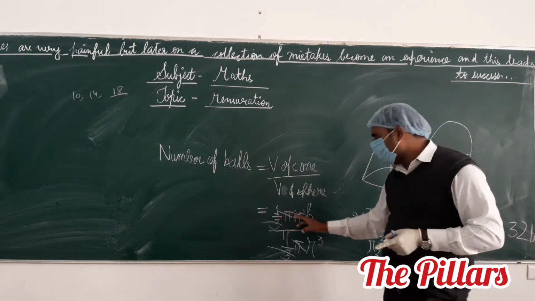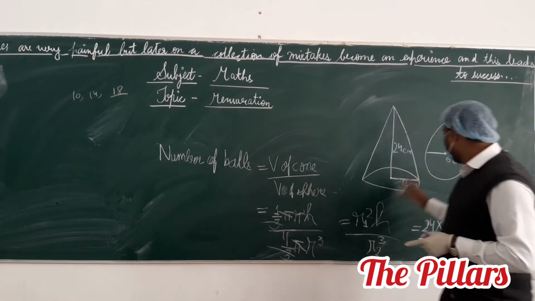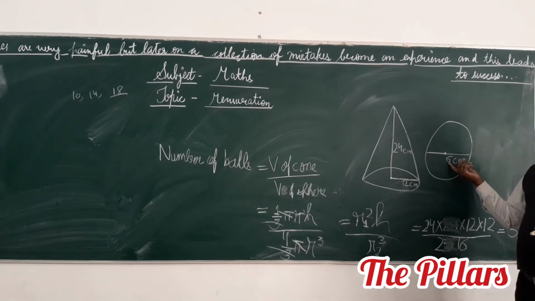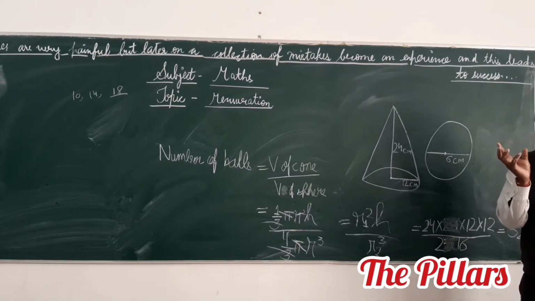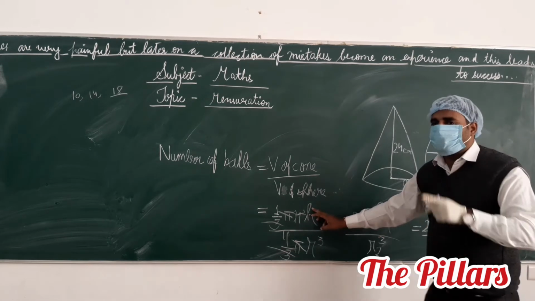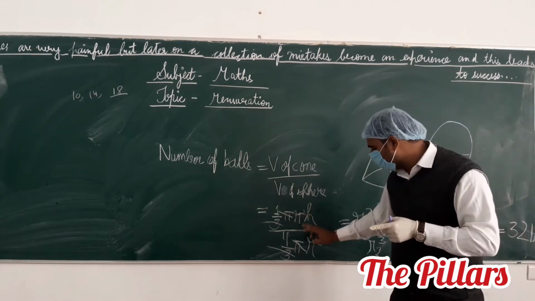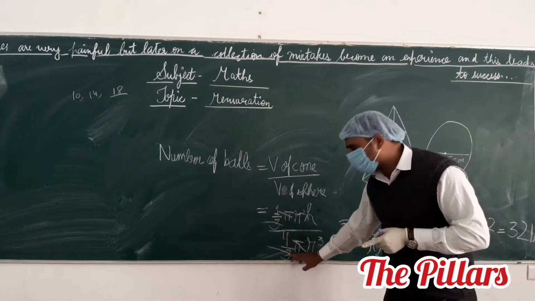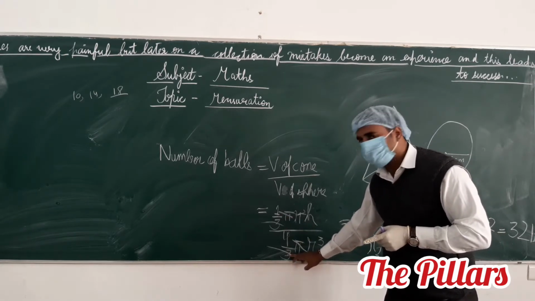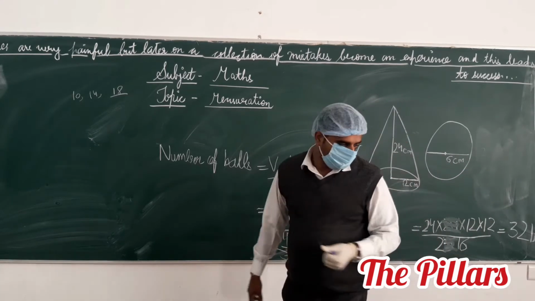Then 1 by 3 pi r square h is divided by the volume of the small sphere. You have to divide the total volume by the volume of one sphere, and then we find the number of spheres. 4 by 3 pi r cube. This 1 by 3 and 1 by 3 cancel. Not visible. See.